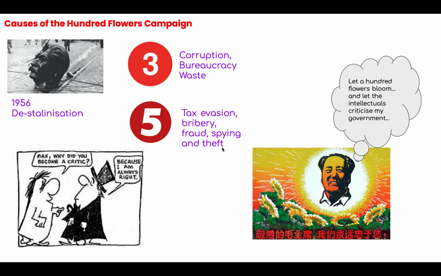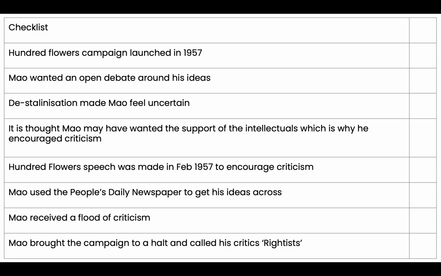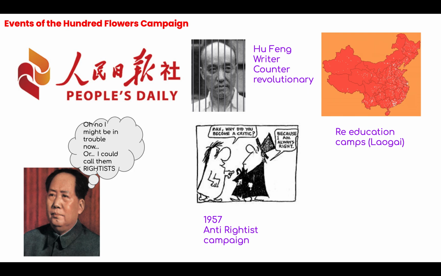Mao had felt quite frustrated by the lack of support for his campaign. He took to the stage in February 1957 to encourage people to come forward and published in the People's Daily newspaper, "Let 100 flowers bloom," in order to encourage people to join the campaign. So in the People's Daily, the Chinese national newspaper, he encouraged people to come forward and publish, either in writing or in person, their criticism.